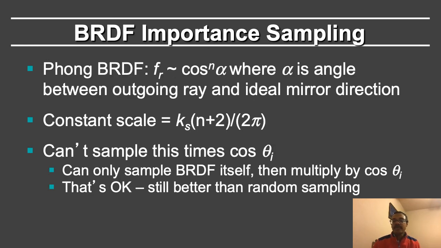Another example, Phong BRDFs, which you will be considering in your assignment, where the BRDF is proportional to cosine power n alpha, where alpha is the angle between the outgoing ray and the ideal mirror direction. Notice that in your homework assignments there is a scale factor in order to get things to normalize correctly, which is ks into n plus 2 divided by 2 pi. It's very difficult to sample this times cosine theta n, so we will just sample the Phong component and then multiply the result by cosine theta n. That is okay. It is still better than purely random sampling.